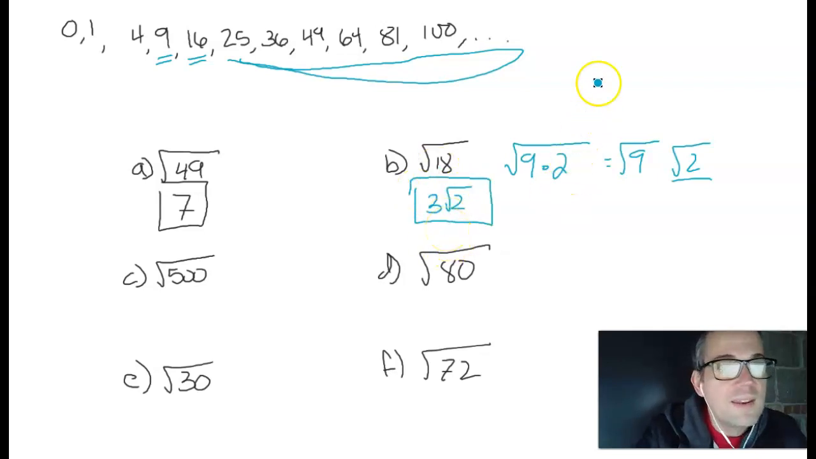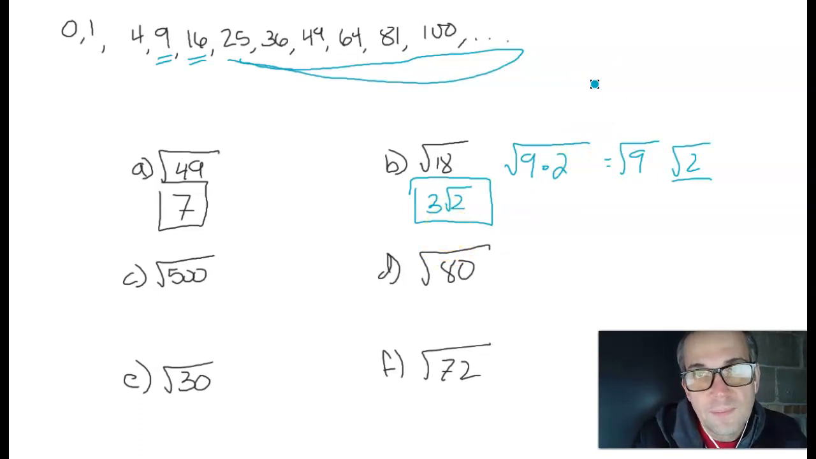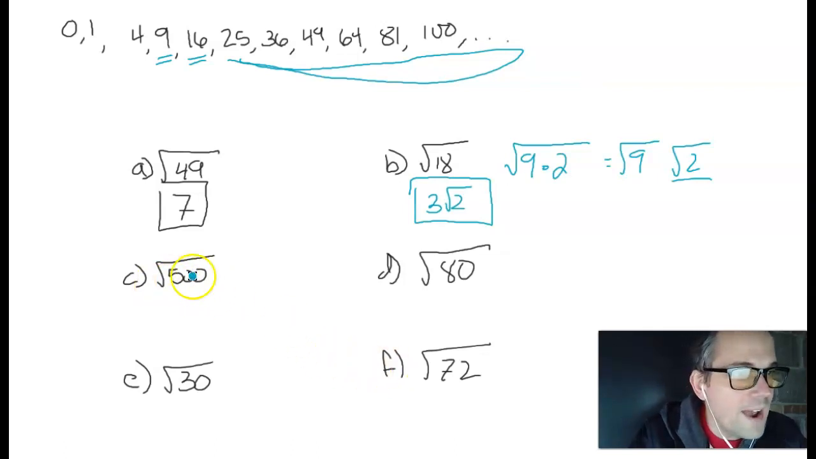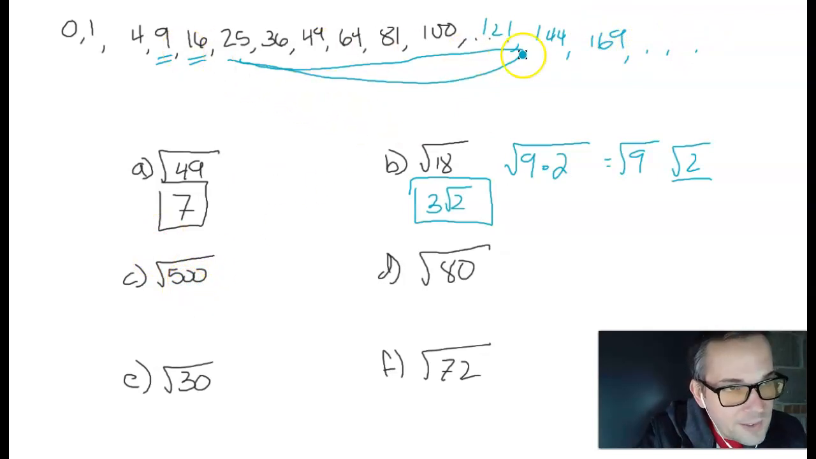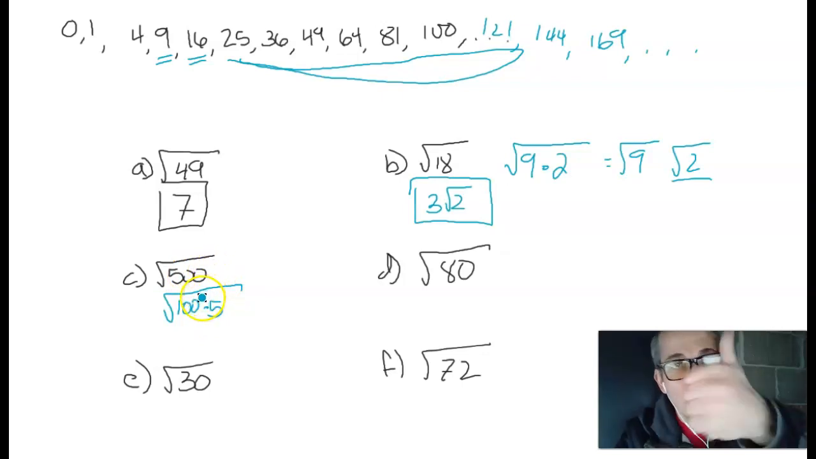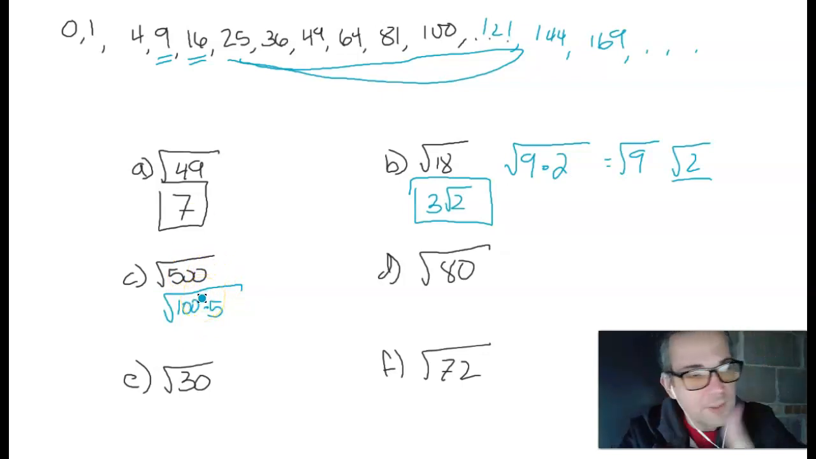So the idea is find the biggest perfect square that divides your number evenly, and then square root that part of the number. When I move on to 500, there are, of course, bigger perfect squares than 100. We can do 11 times 11, 12 times 12, and 13 times 13. And we really could go on forever. But if I'm thinking about numbers off this list that go into 500 evenly, it's pretty obvious that 100 goes in 5 times. So I'm going to break this 500 up into a perfect square and whatever is left.